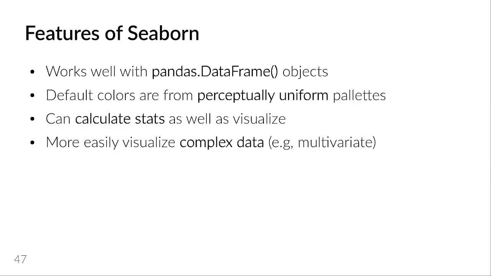So a few features that will be useful to us. It works really well with the pandas data frame that you learned about a few days ago. The default colors are from perceptually uniform color palettes, which is very admirable. It can actually calculate statistics as well as do visualizations, so it can make your coding pretty efficient. And it more easily visualizes complex data, like multivariate data. So I'm not going to go into the syntax too much. It's pretty self-explanatory using the documentation, and I want you to be able to practice in the tutorial after this, go into the documentation to see how it works.